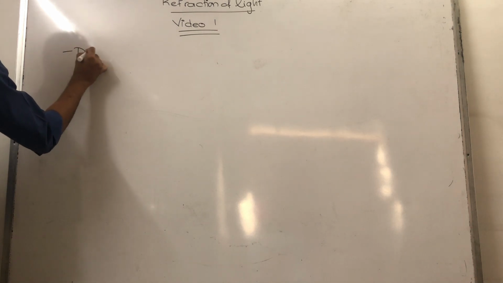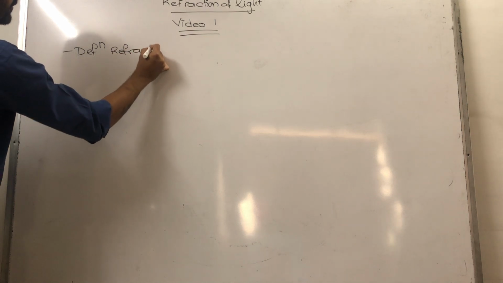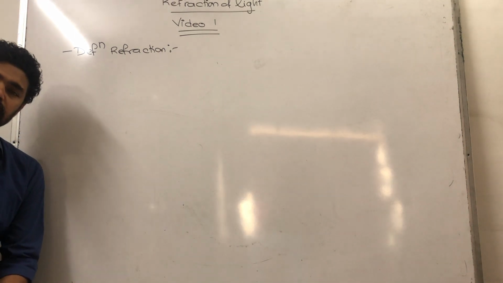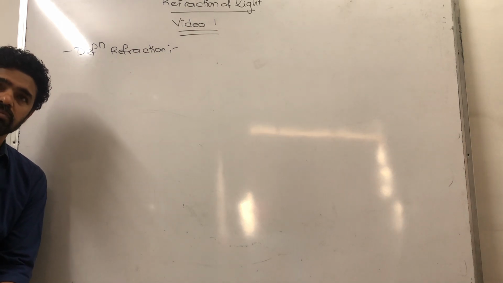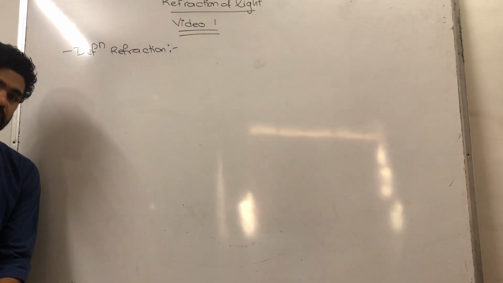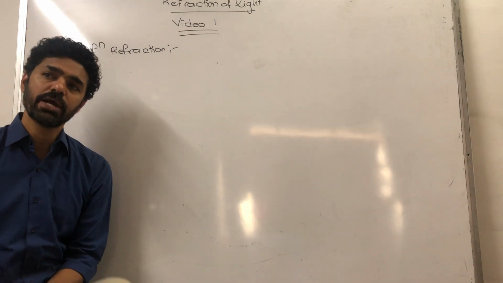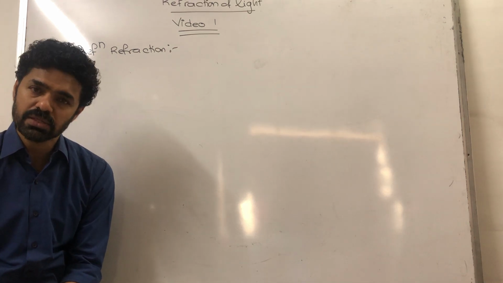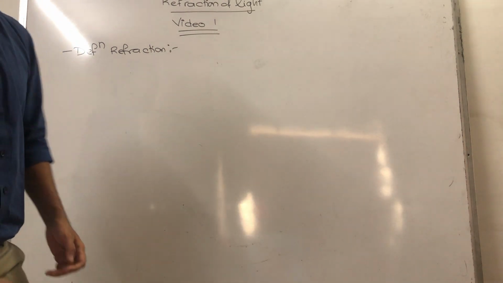The first thing to understand is what is refraction? How do we define refraction? We say that the phenomenon of bending of light when it travels from one medium to another medium is called refraction. What is refraction? The phenomenon of bending of light when light travels from one medium to another medium is called refraction. What do we mean by this?